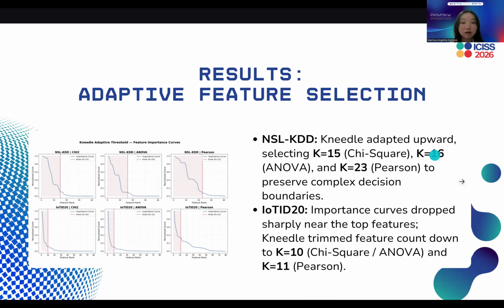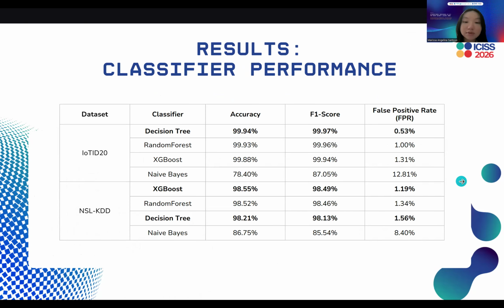So how did the actual classifier perform using those features? On IoT ID20, the decision tree came out on top with 99.94% accuracy, 99.97 F1 score, and a false positive rate of just 0.53. Random forest and XGBoost followed closely, both at about 99.8%, while Naive Bayes lags significantly at 78.40% accuracy and 12.81 false positive rate.